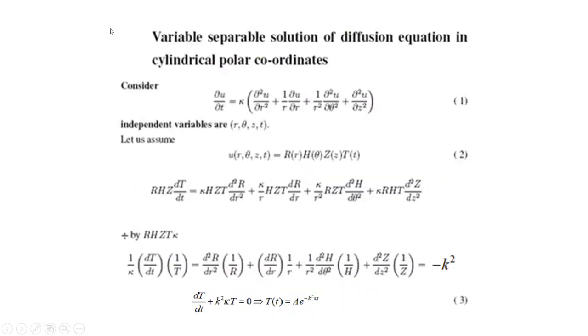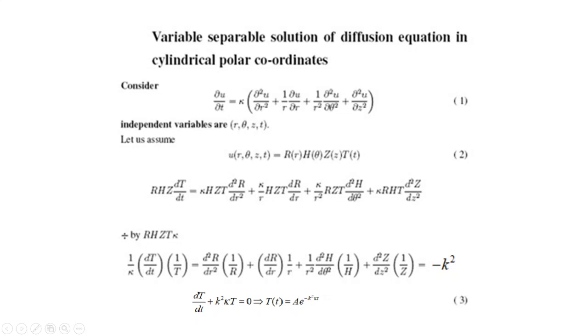So the heat equation in cylindrical polar coordinates looks like this, equation 1. You can see that it is dou u by dou t is equal to kappa del square u. The del square in cylindrical coordinates would be dou square by dou r square plus 1 by r dou by dou r plus 1 by r square dou square by dou theta square plus dou square by dou z square. And you can see once again that u is a function of t, r, theta and z. So u is the dependent variable, whereas r, theta, z and t are independent variables.